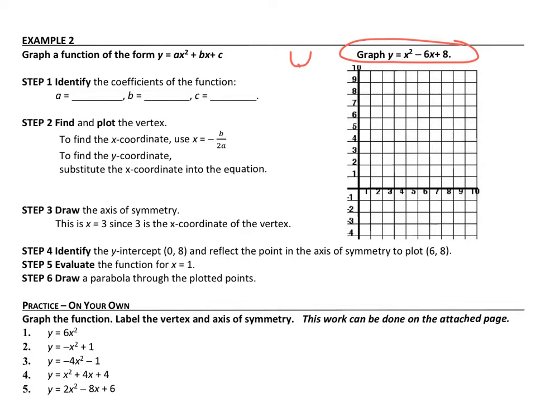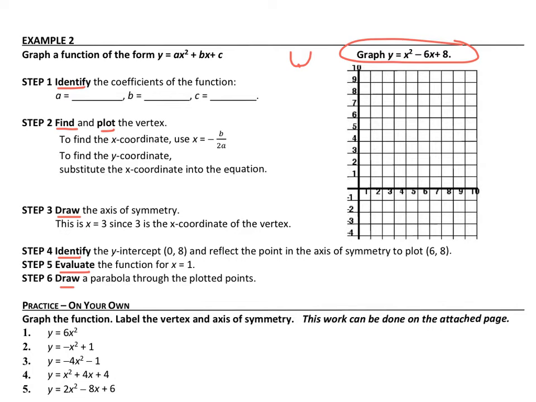So this is going through some different steps. We have to identify the coefficients for the first step, find and plot the vertex for our second step, draw in the axis of symmetry on our graph, and then for step 4, we're going to identify the y-intercept and reflect that point in the axis of symmetry, evaluate the function for when x is equal to 1, and then draw a parabola through the plotted points. So it has a few more steps, but this is going to make it so that we can be a lot more flexible with our graphing.